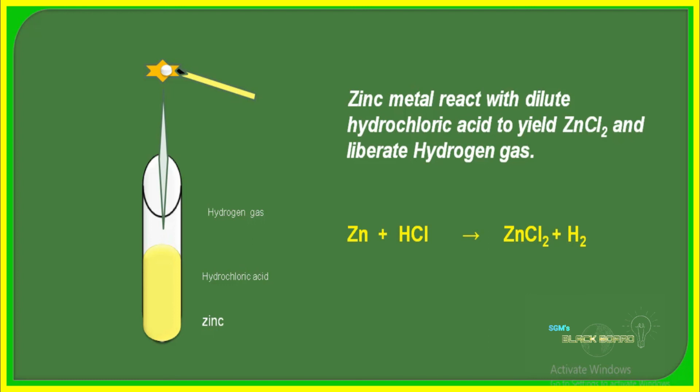So here zinc and hydrochloric acid, both of them are reactants, and zinc chloride and hydrogen gas are products. So zinc formula Zn, hydrochloric acid formula HCl, zinc chloride formula ZnCl2 and hydrogen H2. So here the equation can be written as Zn plus HCl give rise to ZnCl2 plus H2.